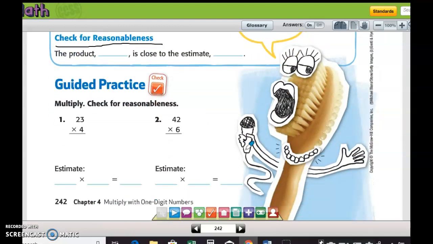Before you start your independent work, I want to remind you to estimate. Please don't forget this part. It's important to help you check for reasonableness, and it's also important to help you practice that rounding skill. So please make sure you're doing your estimations as you work to solve these multiplication equations.